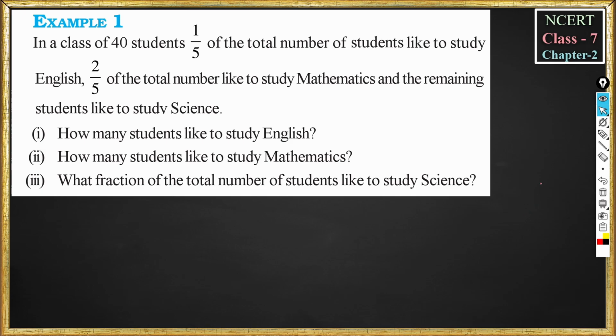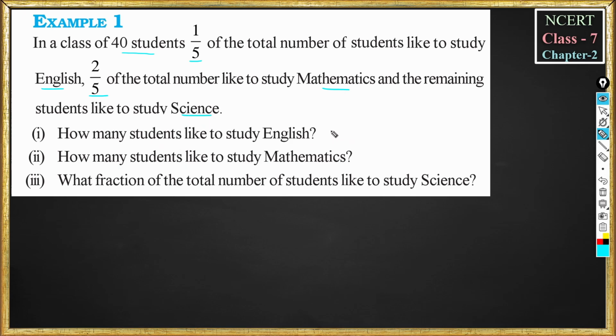First, example 1. In a class of 40 students, 1/5 of the total number of students like to study English. 2/5 of the total number like to study mathematics, and the remaining students like to study science. So, there is a class and there are 40 students in the class. In that class, different people like different subjects. Out of that, 1/5 of the total number of students study English, 2/5 of the total number like to study mathematics, and the remaining students like to study science.